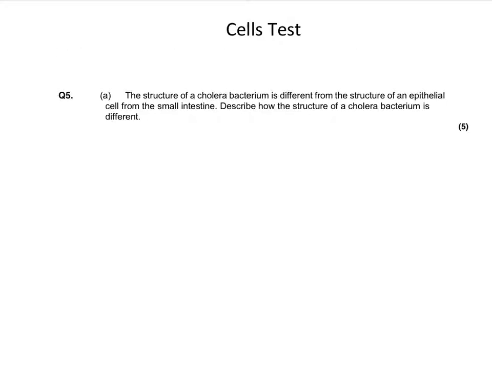So, question 5. The first thing to note about question 5 is it's 5 marks. So they're looking for 5 points here. So we need to look at it carefully. It says that the structure of Chlorobacterium, so prokaryotic, is different from the structure of an epithelial cell in the small intestine. And it says describe, which is great because that's just recall of your knowledge.